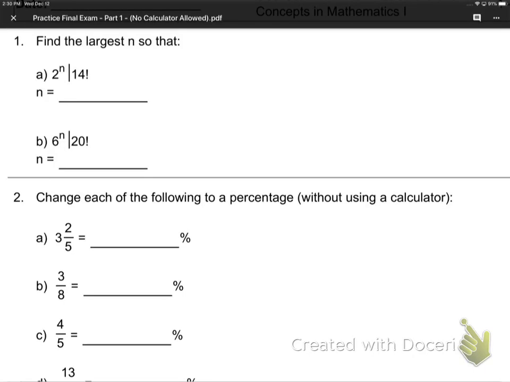So let's take a look. Do you remember, find the largest n so that 2 to the n, what does that straight line mean? Goes into, divides into 14. What's that exclamation point?